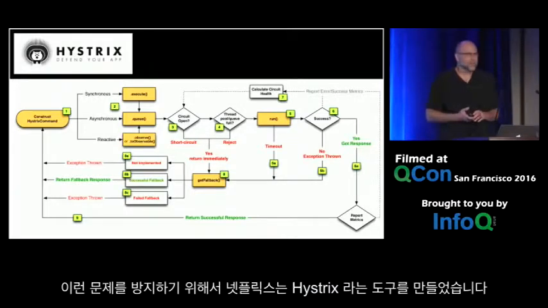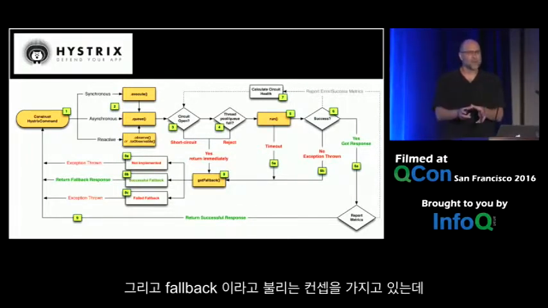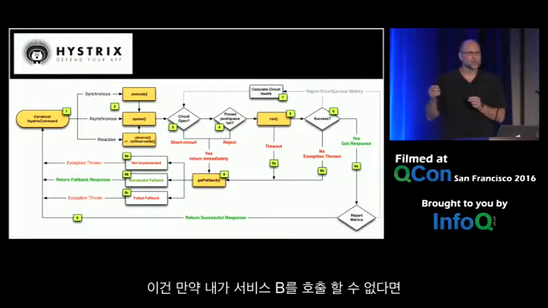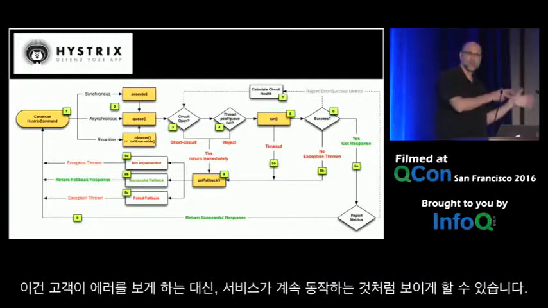So to deal with this, Netflix created Hystrix, which has a few really nice properties. It's got a structured way for handling timeouts and retries. It has this concept of a fallback. So if I can't call service B, can I return some static response or something that will allow the customer to continue using the product instead of simply getting an error?